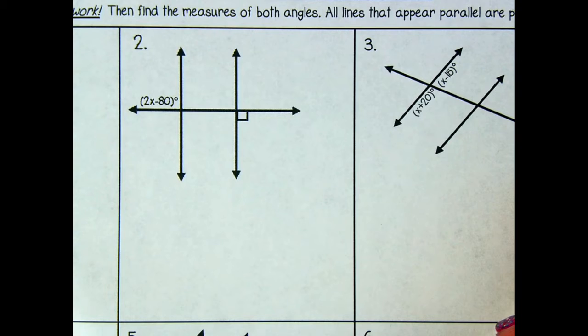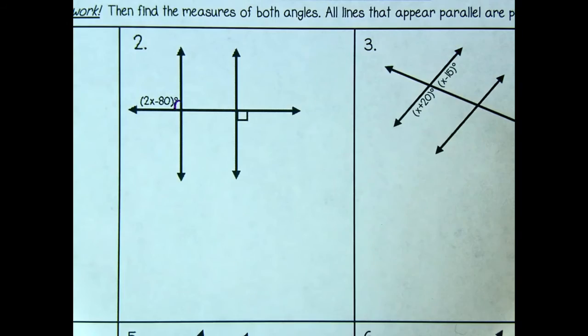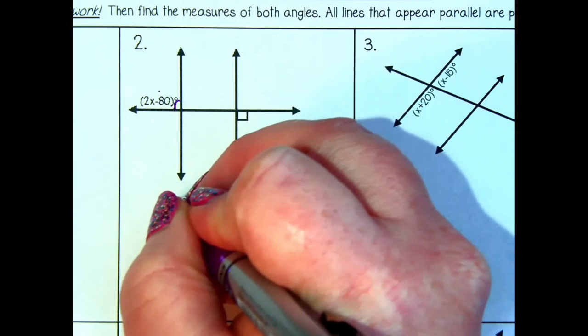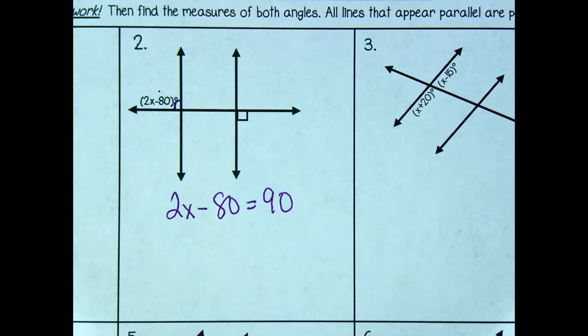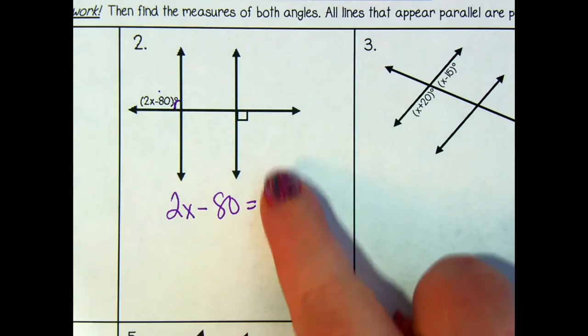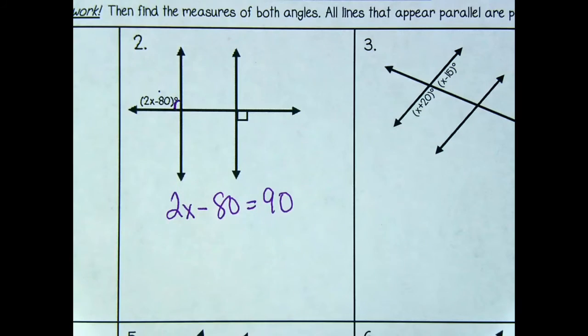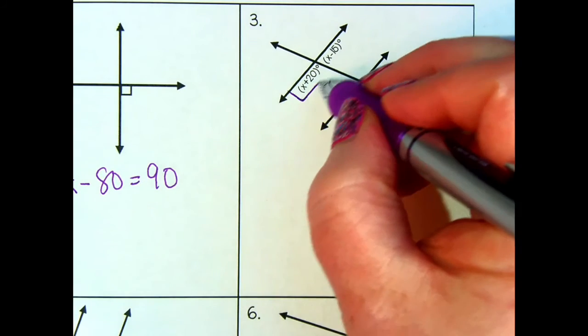I'm going to go through some examples and show you how to set them up. If I look at this example, again, this is a right angle, so we know that all of these are right angles. And since this is alternate exterior, we know that I could set this up by saying 2x minus 80 is equal to 90. You would then use your algebra skills to find x, and then substitute to find the missing angle. Except in this case, we already know the missing angle is 90 degrees because when one of them is 90, they are all 90.